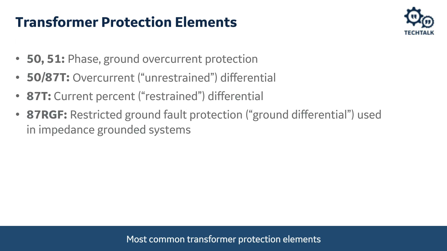So again, here we're just recapping the most common transformer protection elements used. We have our phase and ground instantaneous and time overcurrent protection. When we say 50/87T, we mean an instantaneous or unrestrained current differential, which we'll get into in a moment. 87T is a percent or restrained current differential, and 87RGF is restricted ground fault protection, which in a sense is like a ground differential.